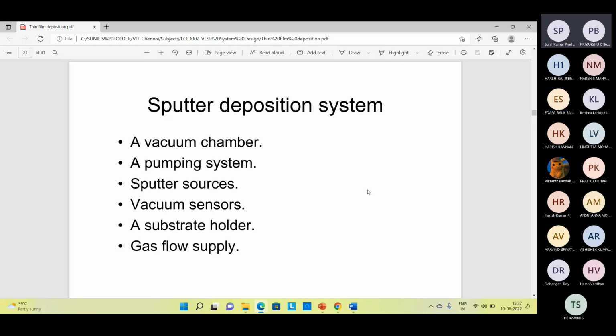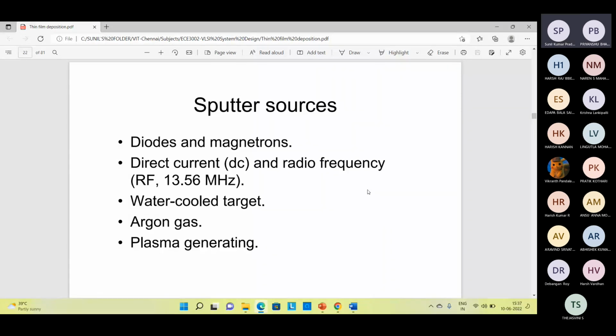Different types of sputter deposition systems exist. In the sputter deposition system, one is the vacuum, one is the pumping system, vacuum sensors, gas flow supply, and substrate holder. The sputter sources are actually diodes or magnetrons, and direct current or radio frequency up to 13.5 megahertz can be accompanied. There is a water cooled target, because the target is heated by the ion attraction, so the target material is water cooled. Argon gas is given, and plasma is generated.